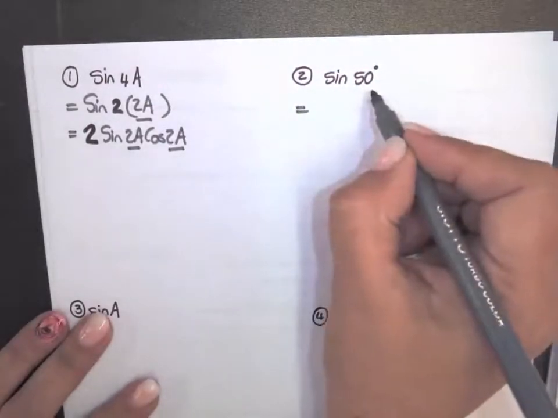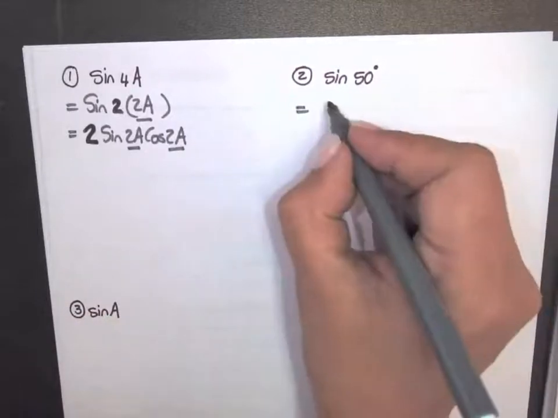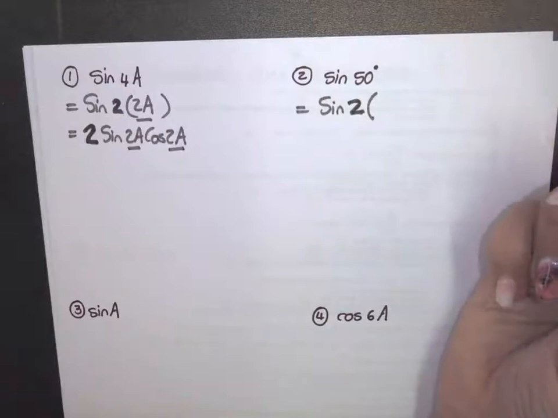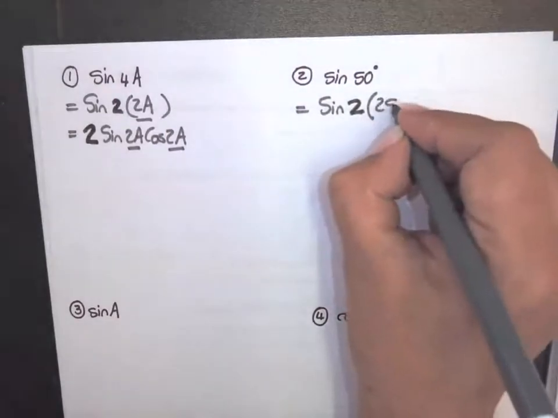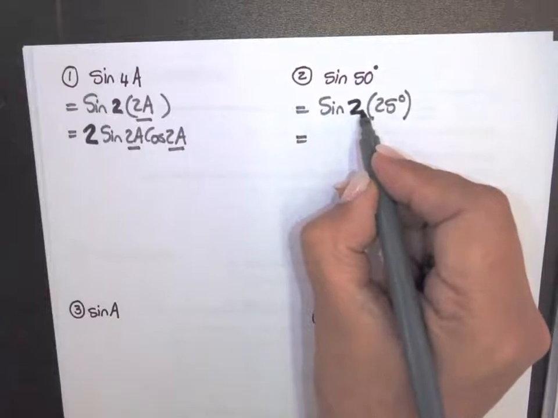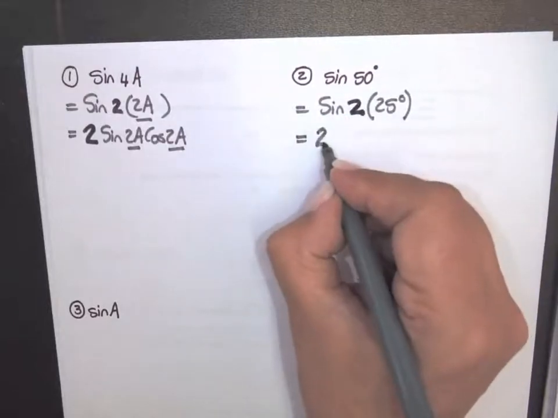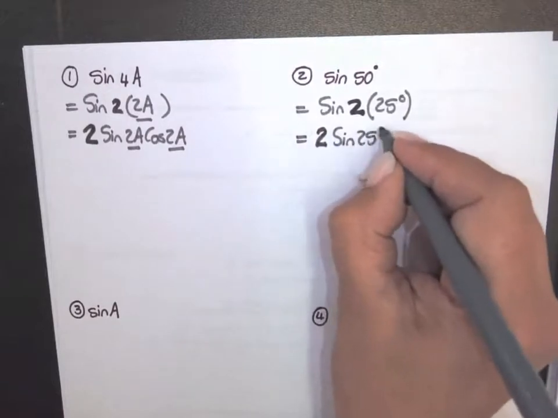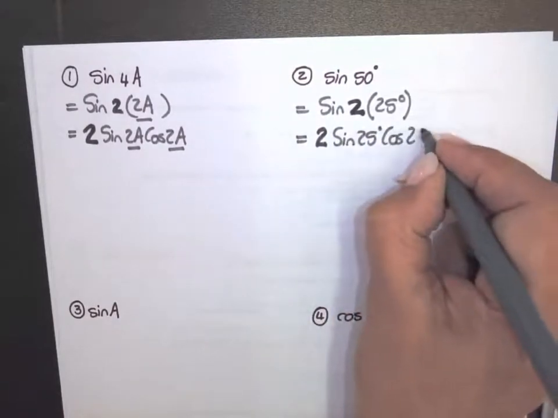Let's look at another one, sine 50 degrees. We have to write the 50 degrees as a double angle. So it's sine 2 times what? 25 degrees. This 2 of the double goes in front, and then we have our pattern sine 25 cos 25.